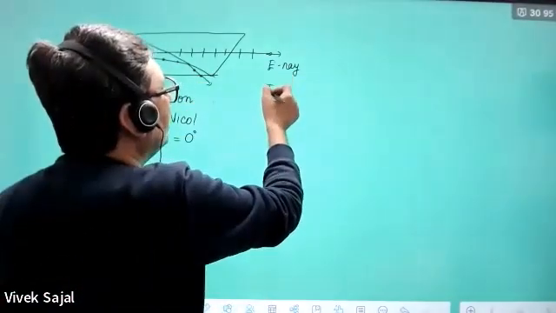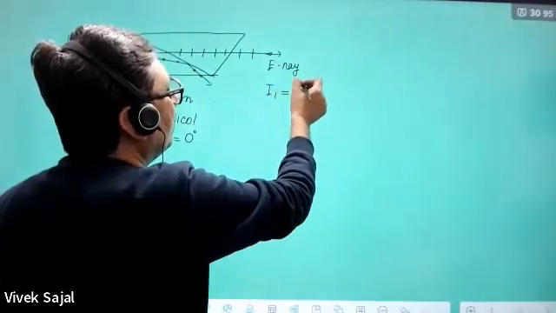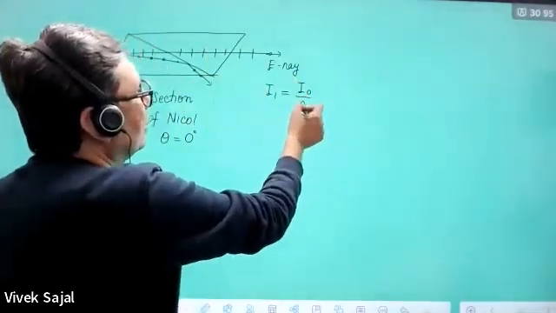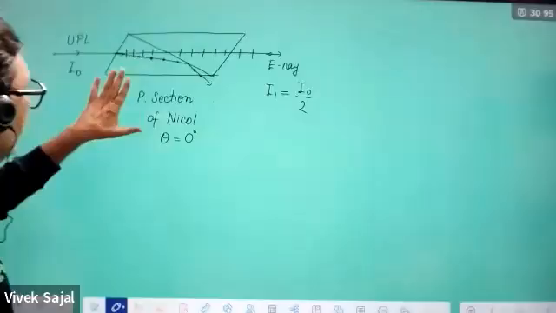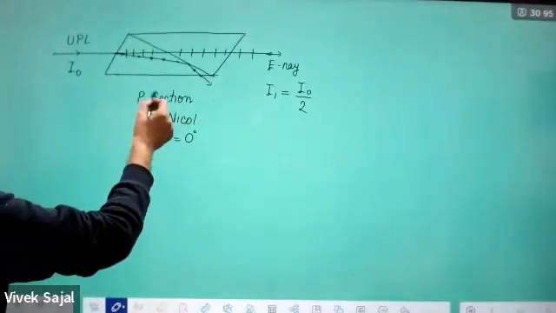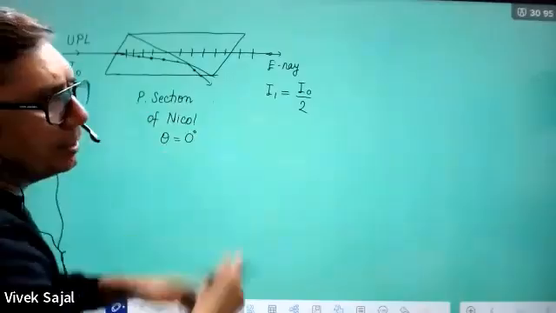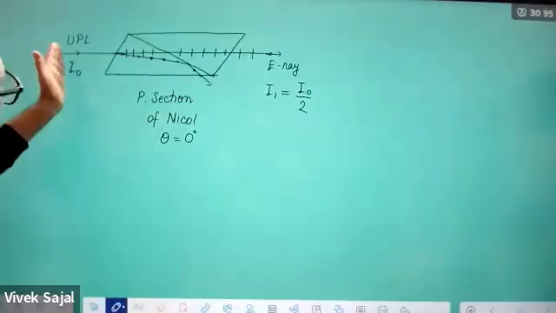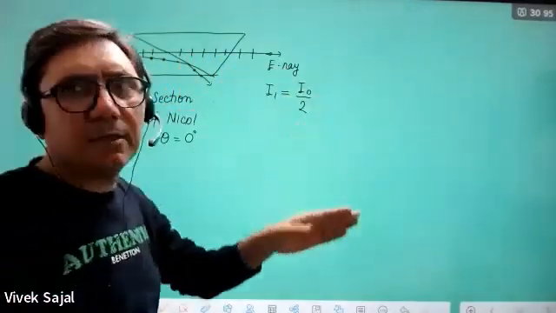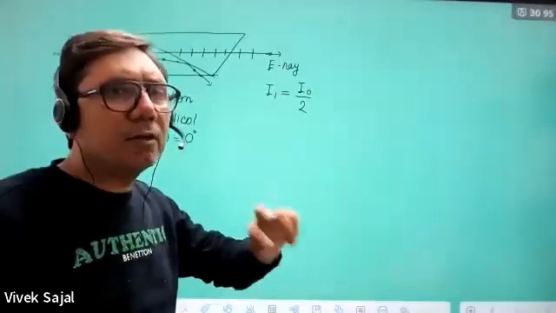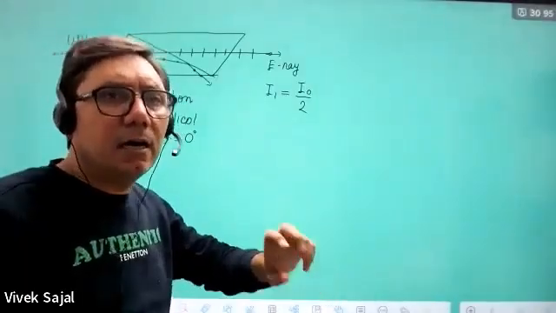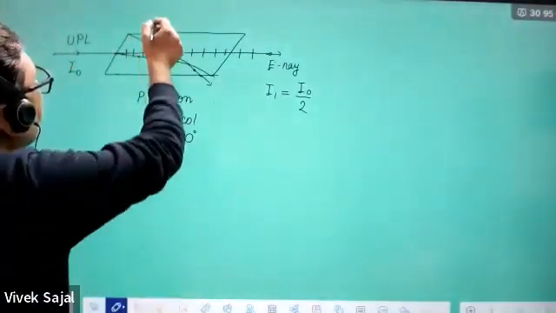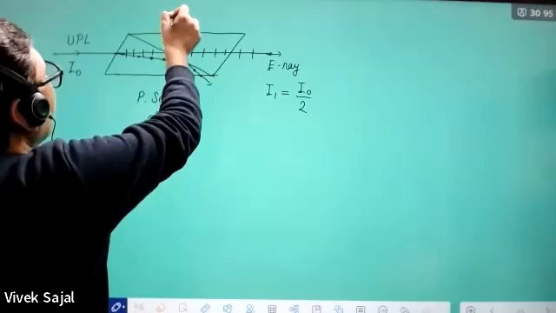That will be I1, and how much will it be? Half of this. So this is very similar to a polarizer. Here the Nicol prism is acting as a polarizer. So what you are observing here is that from unpolarized light, you are getting plane polarized light. This is called a polarizer. What does a polarizer do? It converts unpolarized light into plane polarized light. So here, this Nicol is acting as a polarizer.